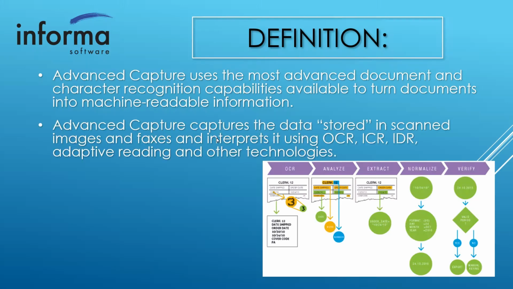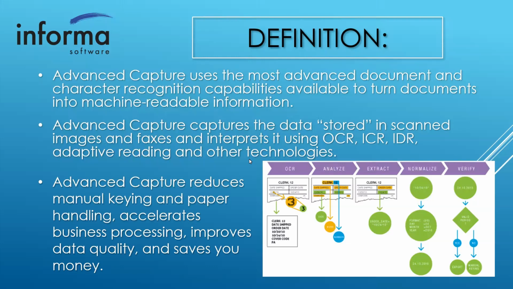It captures the data stored in the scanned images and faxes and interprets it. It uses a combination of optical character recognition, which is reading machine print; intelligent character recognition, which is reading human handwriting; IDR, intelligent document recognition; adaptive reading, which is where some of that artificial intelligence comes in; and a combination of other technologies. Rick's going to get into some of these details a little bit more, but it brings all these things together to bring the data out of the document.